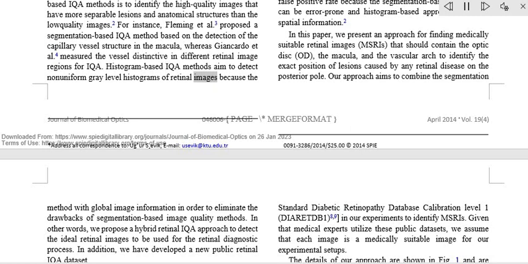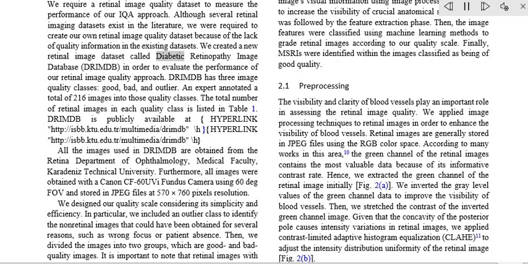We require a retinal image quality dataset to measure the performance of our IQA approach. Although several retinal imaging datasets exist in the literature, we were required to create our own retinal image quality dataset because of the lack of quality information in the existing datasets. We created a new retinal image dataset called Diabetic Retinopathy Image Database, DRIMDB, in order to evaluate the performance of our retinal image quality approach.